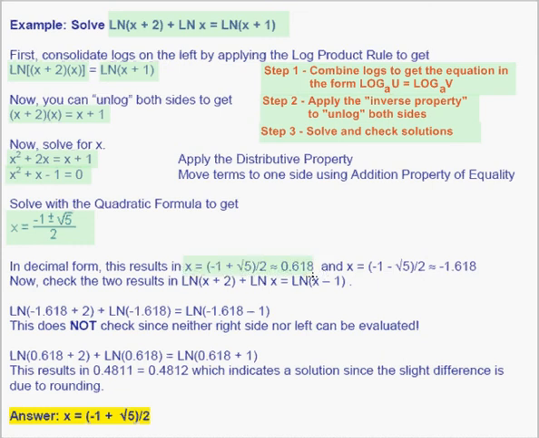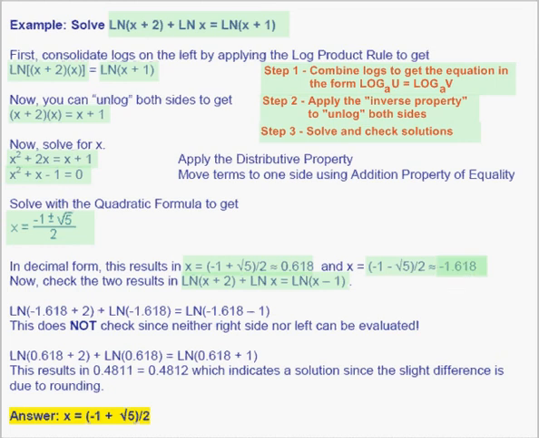If we plug negative 1 plus square root of 5 over 2 into our calculator, we get 0.618. If we plug negative 1 minus the square root of 5 over 2 into our calculator, we get negative 1.618. We plug each of these answers into our original equation, natural log of x plus 2 plus natural log of x equals natural log of x plus 1. Let's take a look at that second answer first, the negative 1.618.